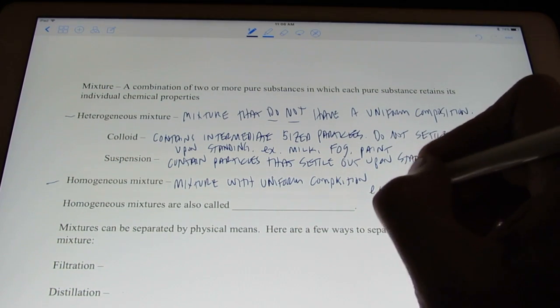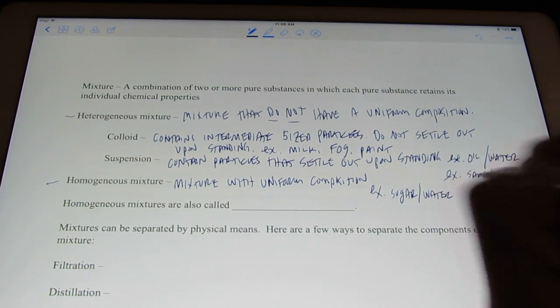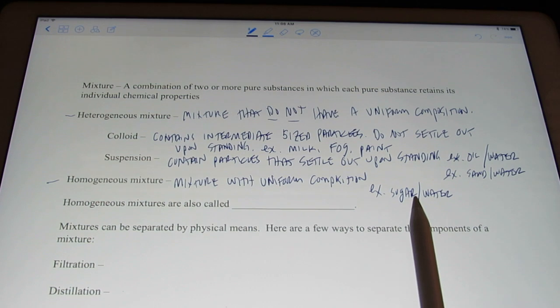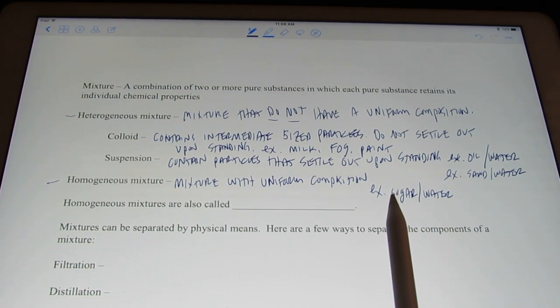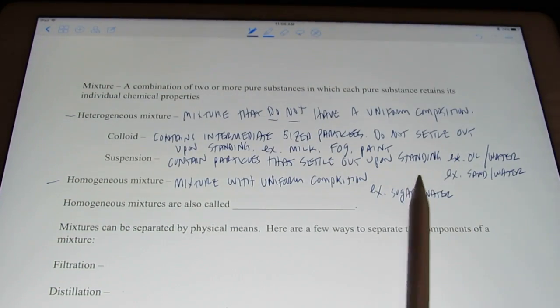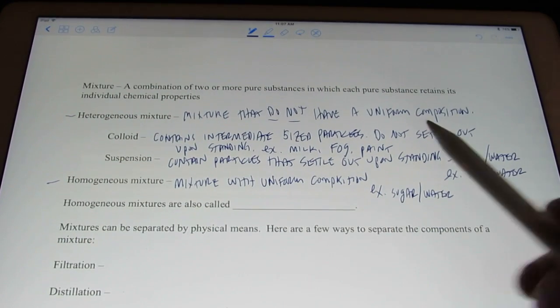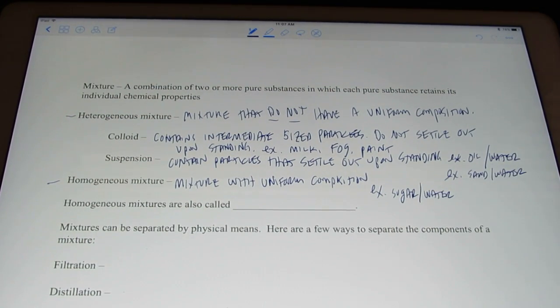For example, if I put sugar in water and stirred it up, we would have a homogeneous mixture. We could no longer filter out the sugar particles. If I passed sugar water through a filter, I would still end up with sugar water. The particles are so small that they pass through the porous portion of the filter paper. So this would be uniform. It's the same throughout. Now contrast that, if you would, to a suspension where the particles are much larger, and a colloid where the particles are larger, but they're intermediate in size between a suspension and a homogeneous mixture.